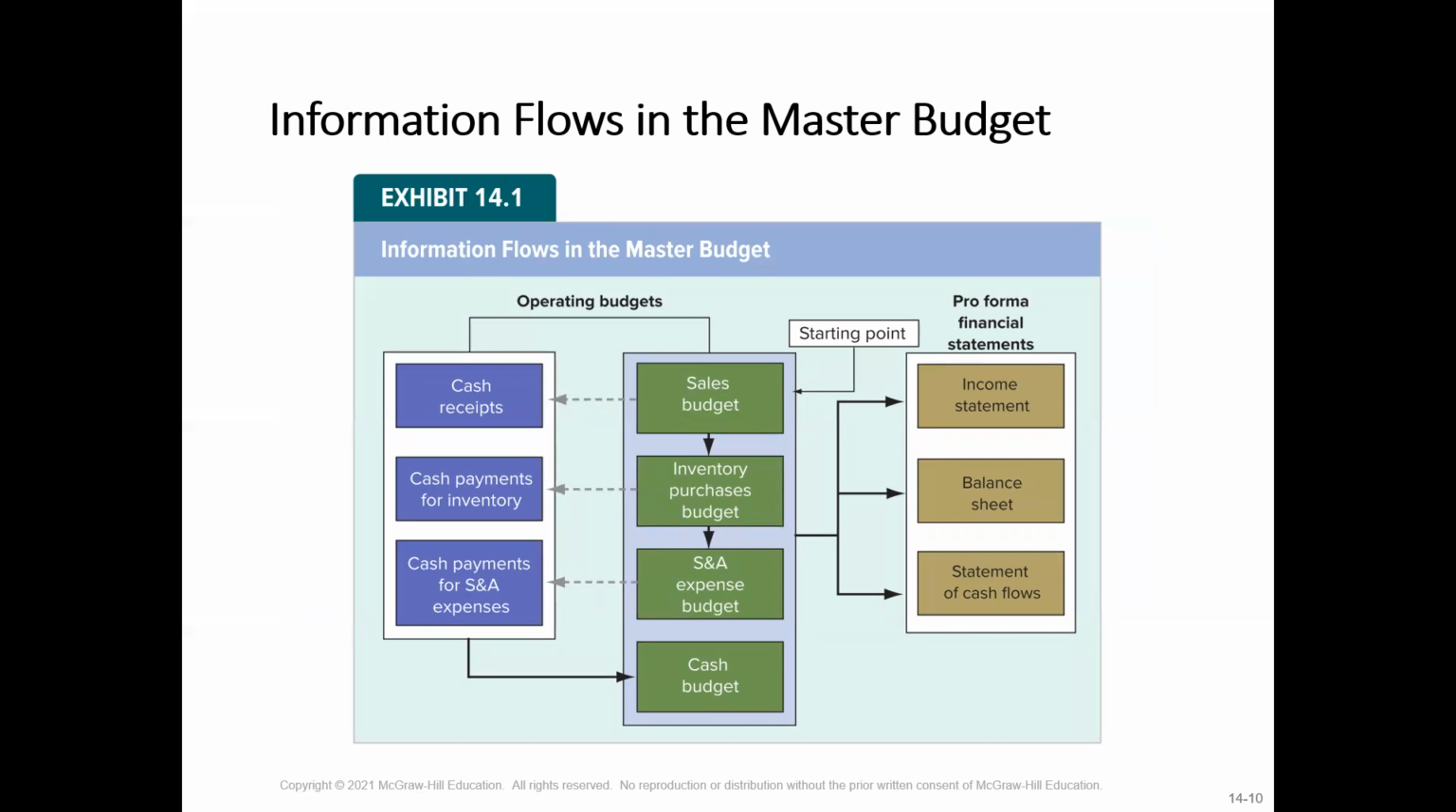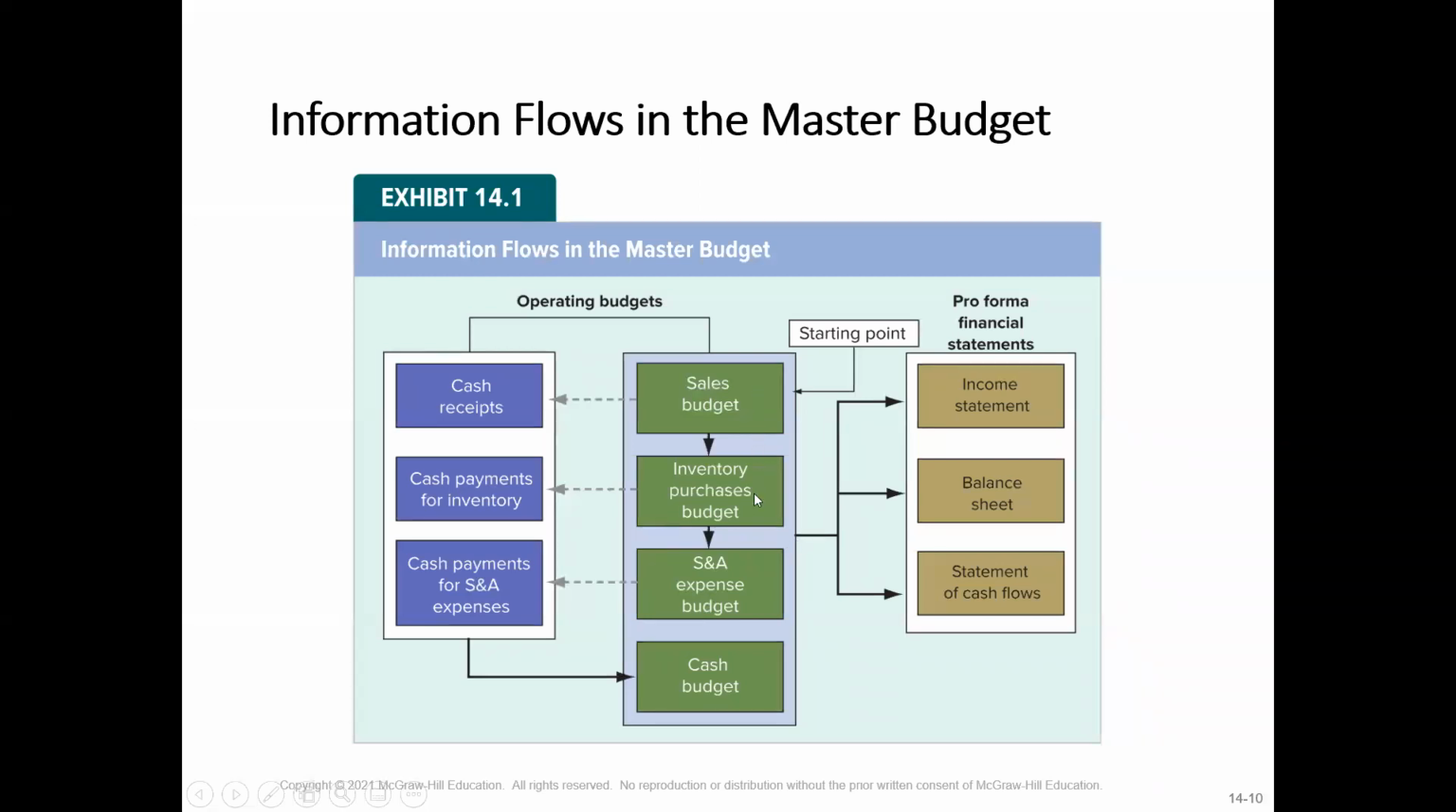Okay, so the master budget actually encompasses everything. Our master budget starting point is going to be that sales budget. That is always your starting point. That is going to feed into the cash receipts budget and also into the inventory purchases budget. The inventory purchases budget feeds into the cash payments for inventory budget. Those are all elements: the cash receipts, cash payments for inventory, and cash payments for selling and administrative expense are all the items which comprise the cash budget.